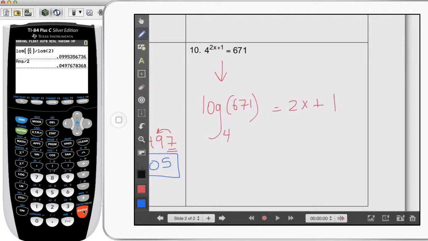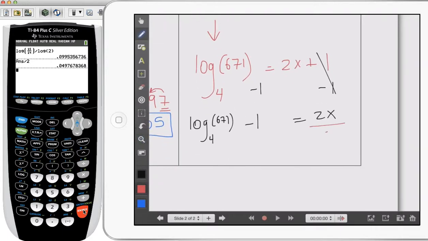So to find x, keep this as it is now. Do not find what this is, because I want you to leave estimation as a last step. So subtract 1 first. Okay, so it's going to be what? Log base 4 of 671 minus 1 equals 2x, okay? And then you need to divide everything by 2, okay? Now remember that this 4 goes with the log, okay? So everything is divided by 2.